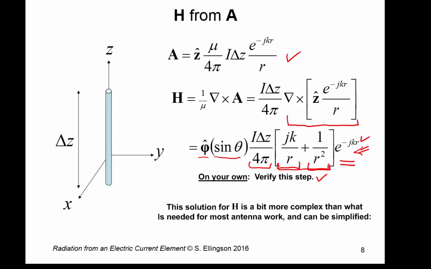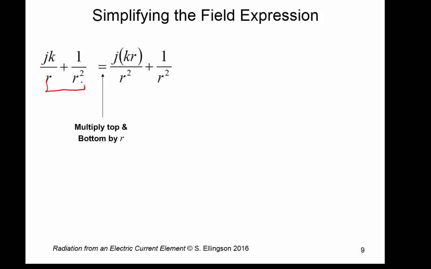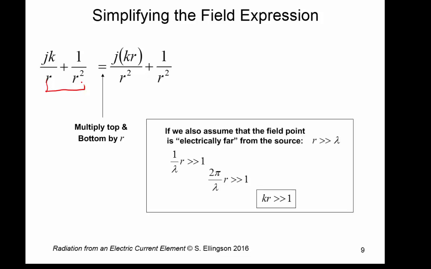This solution for the magnetic field is a bit more complex than what is needed for most antenna work. Just to give you a quick preview here, it's because this term really doesn't matter that much if I get far enough away from the current moment. So we can simplify this, and we do it as follows. I take that expression, jk over r plus 1 over r squared. I multiply the top and bottom by r, so this gives me jkr over r squared plus 1 over r squared. Now I note the following things.